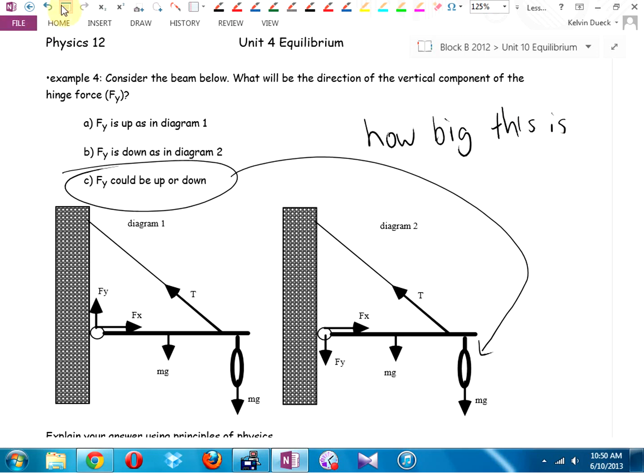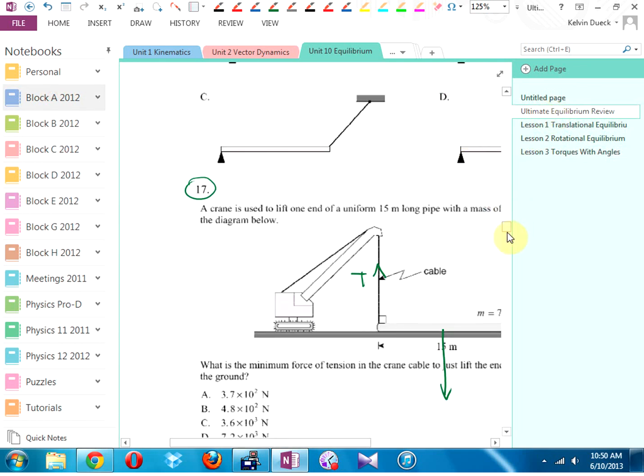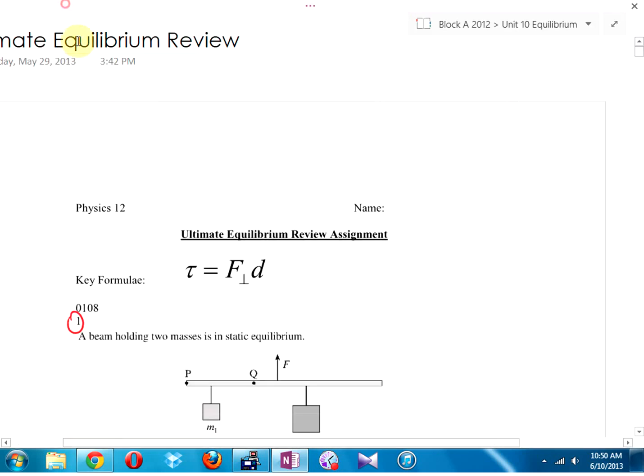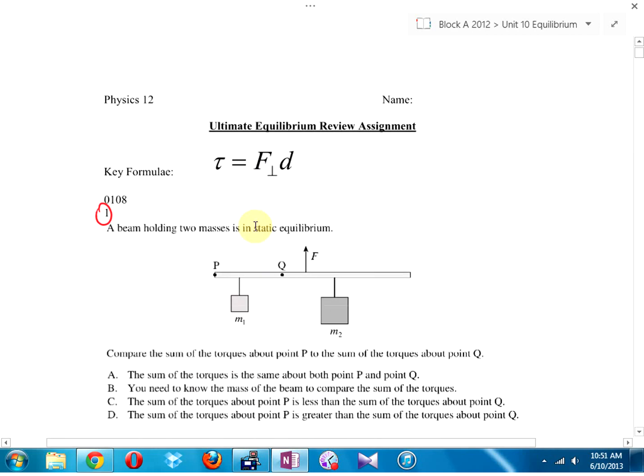What's your homework? From the great big equilibrium review package, I gave a couple of torque questions. You can either jot these down or I'll wait a couple of seconds for you to find the equilibrium package, the ultimate equilibrium review assignment. I will be collecting this. This will be the last assignment I'm collecting. I'll make it worth like a free 30 or 40 marks to bump up your grades. No torque on your final exam.